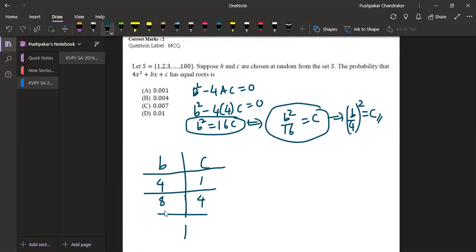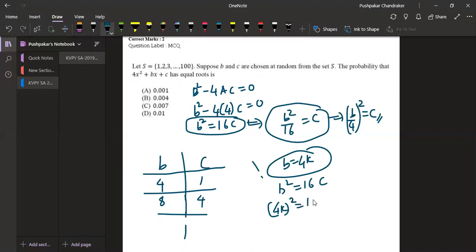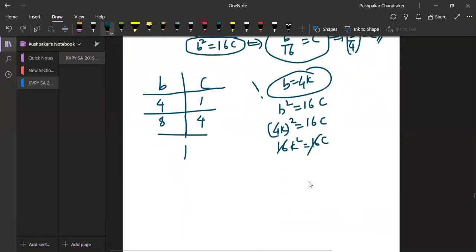In fact, you have to write multiples of 4. B can be something like 4k. So b has to be 4k. Substitute here, we'll get the idea. So when you put here b square equals 16c, you get 4k whole square is 16c. So 16k square is 16c. 16 gets cancelled. You get k square equals c.